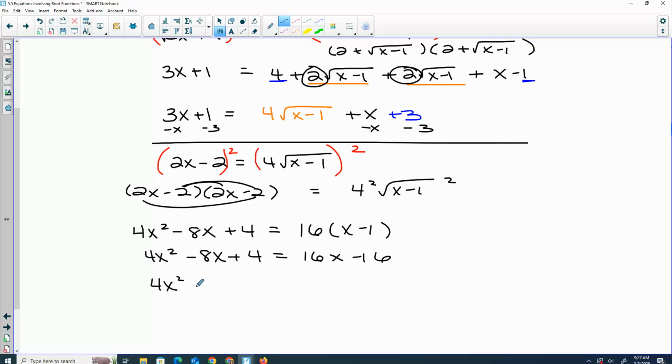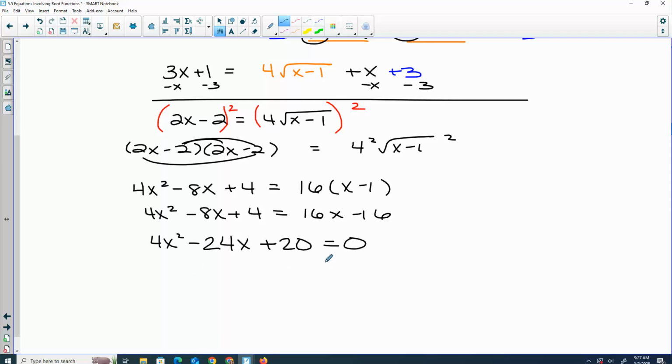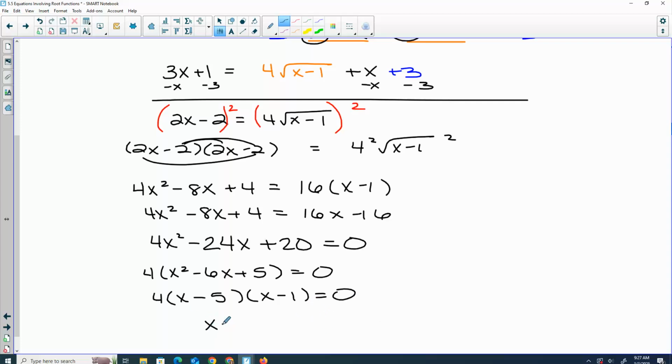Bring everything over. 4x squared minus 24x plus 20. If we want to make life a little bit easier, what do you notice about all those? Got 4. What multiplies to 5 and adds to negative 6? Set them to 0, 4 never equals 0. If you set x minus 5 equal to 0, you get positive 5. X minus 1 equal to 0, you get positive 1.